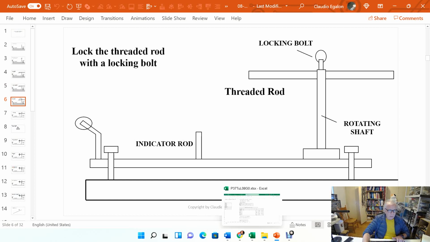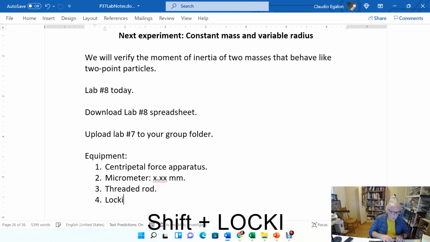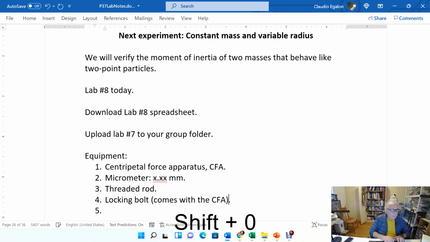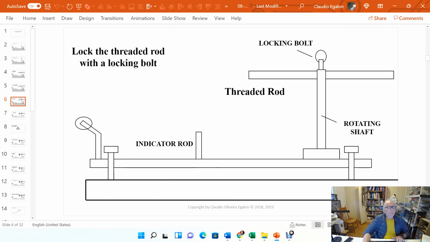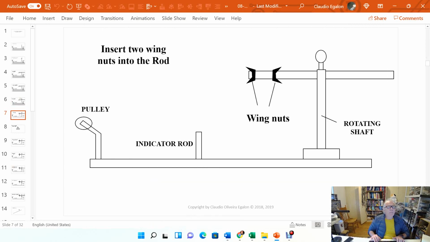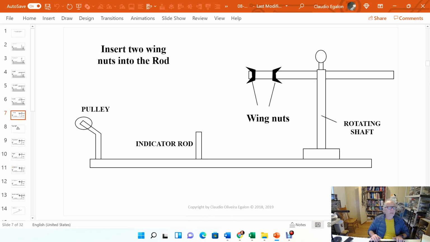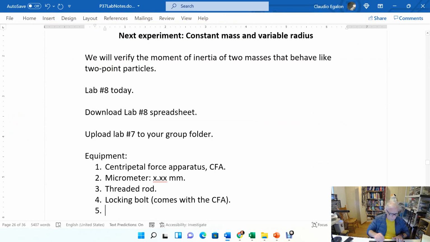You have a locking bolt that you're already familiar with. Let's put that in the list of equipment. Locking bolt. Already comes with the apparatus, the centripetal force apparatus. I'm going to abbreviate that centripetal force apparatus as CFA. Okay, comes with the CFA. In the next one, we are provided with the wing nuts. You're provided with a total of 4 wing nuts. So you put the wing nuts there in the threaded rod in this configuration on the left side, right? And you're going to put on the right side as well. So I'm going to write down here 4 wing nuts.